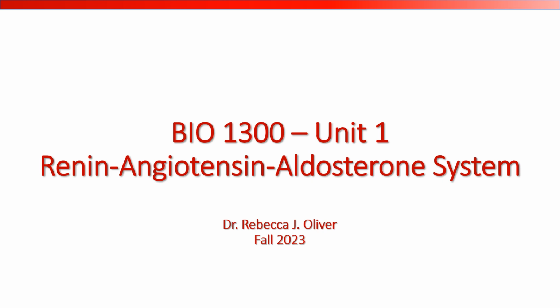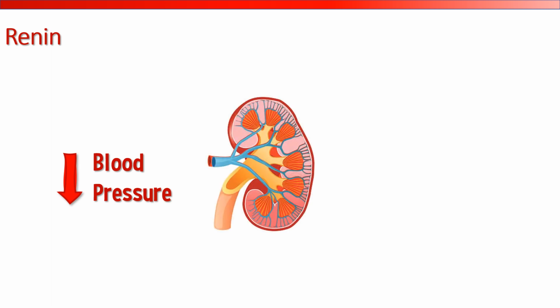This is a video on the renin-angiotensin-aldosterone system. So let's get started. The renin-angiotensin-aldosterone system comes into play when the blood pressure drops. It's one of the systems that the body's going to utilize to create blood pressure homeostasis. So how does it work? Well, when blood pressure drops, the kidneys have a way of detecting this. And in response to the drop in blood pressure, the kidneys begin releasing an enzyme, which is sometimes called a hormone, called renin.